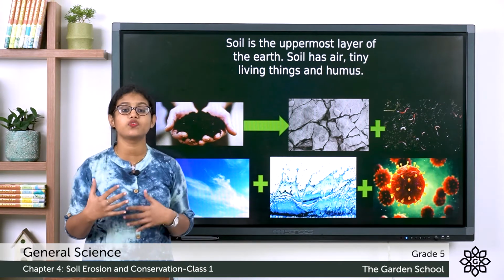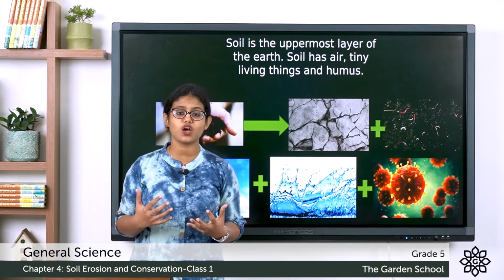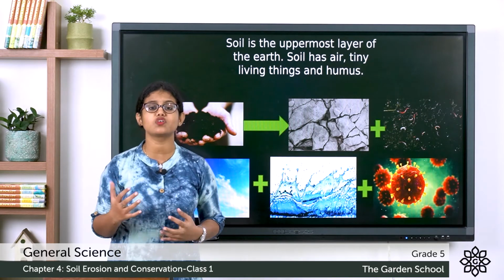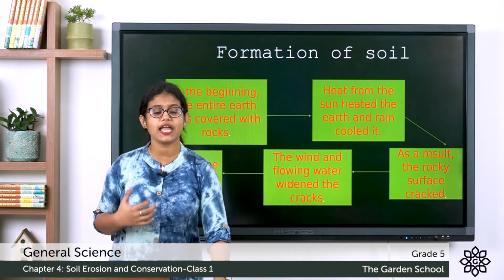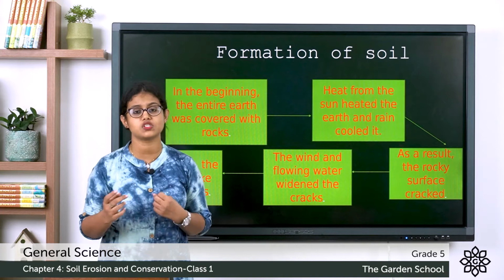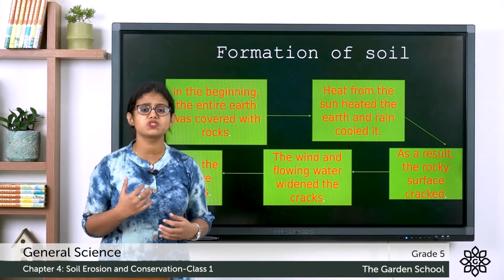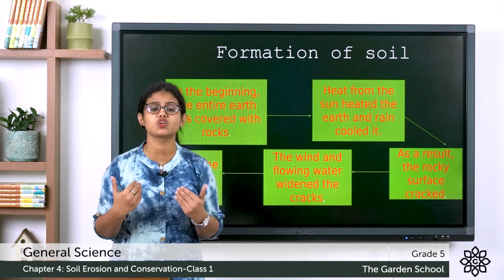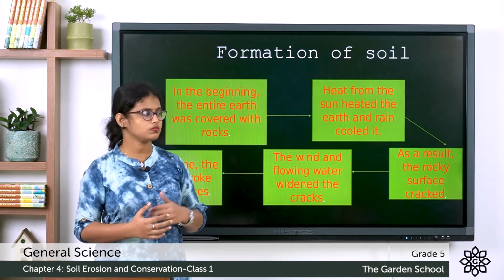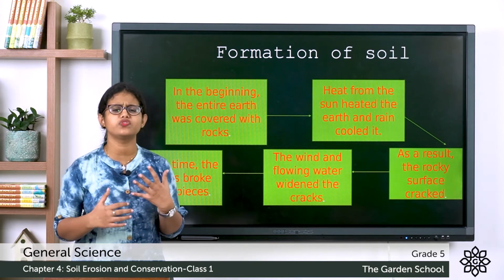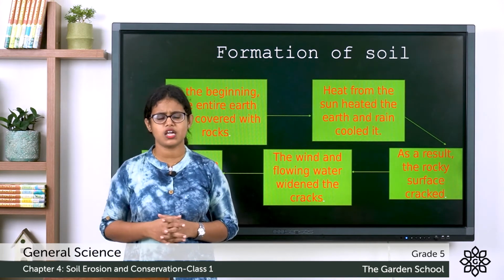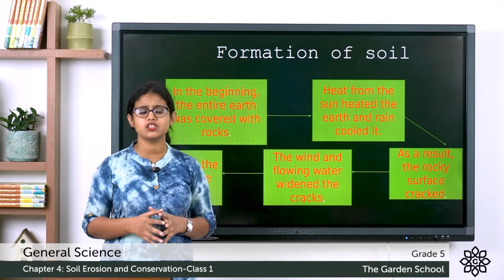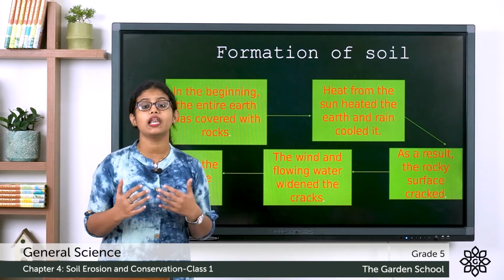Then again, coming to the formation of soil. Do you know when the soil formed? As mentioned earlier, it formed millions of years ago. Let me explain the formation of soil. Millions of years ago, there was no soil on the earth. The earth was covered with rocks. And by the action of wind, rain, frost and heat, these rocks broke into larger pieces.